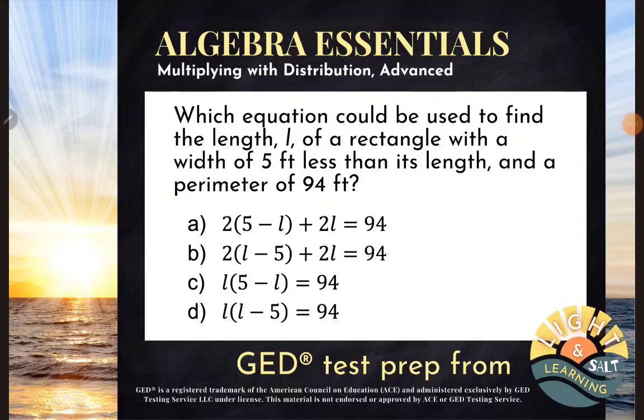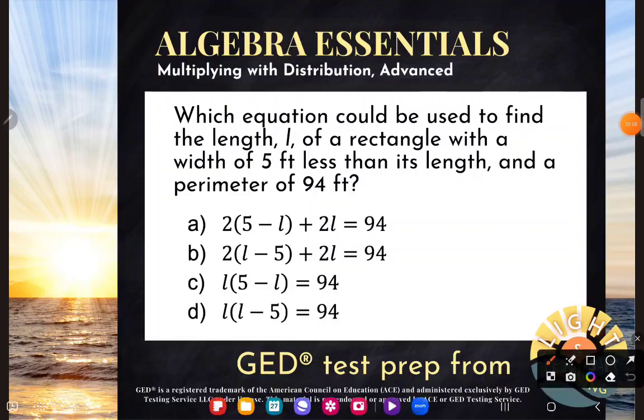Hello, algebra students. Let's take a look at the concept of what distribution means as we write an equation that involves a grouping. So which equation could be used to find the length L of a rectangle with a width of 5 feet less than its length and a perimeter of 94 feet?